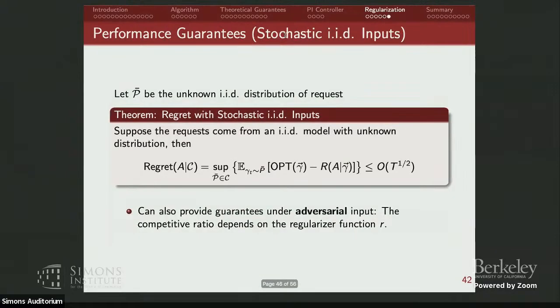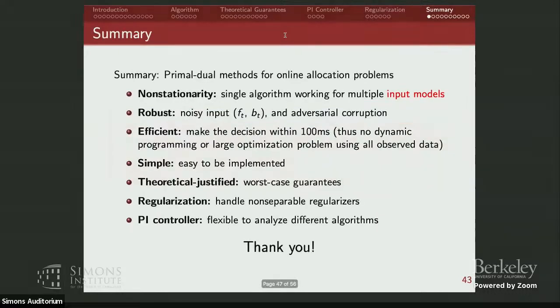In the theoretical guarantee, we can get square root of T regret for the stochastic case, which is similar to Nikhil's case. We can also get adversarial results, and a competitive ratio for this problem, but this competitive ratio depends on the regularizer R. Okay, that's all I want to talk about. Thank you for your attention.